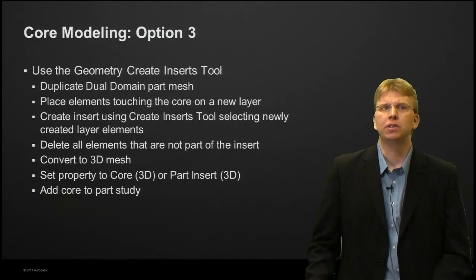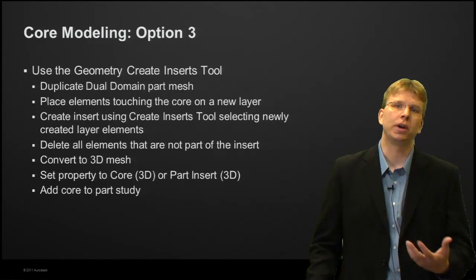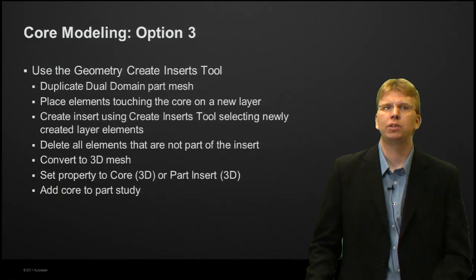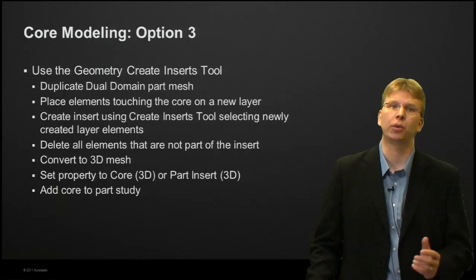Another tool that we can use is the Geometry Create Insert tool. This allows us to create a copy of the dual domain part mesh and then use that part mesh that's touching the core to create a new part or an insert. In this case, we're going to place all the elements that are touching the core onto a new layer. So you can create a new layer, select them with normal selection techniques, and then put them into that new layer.